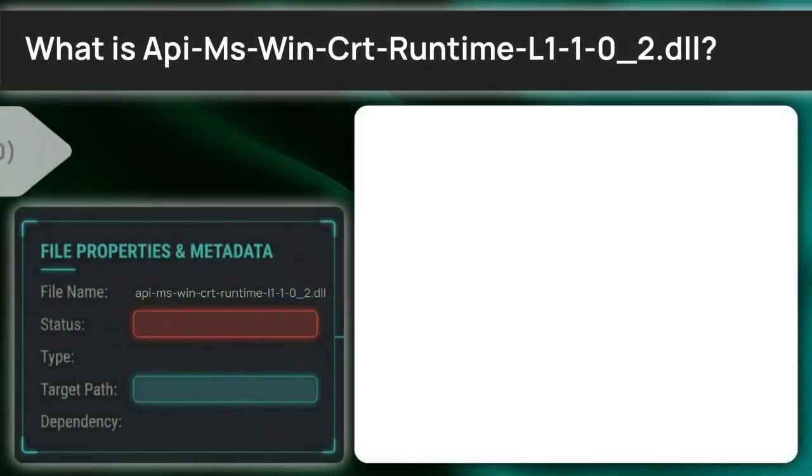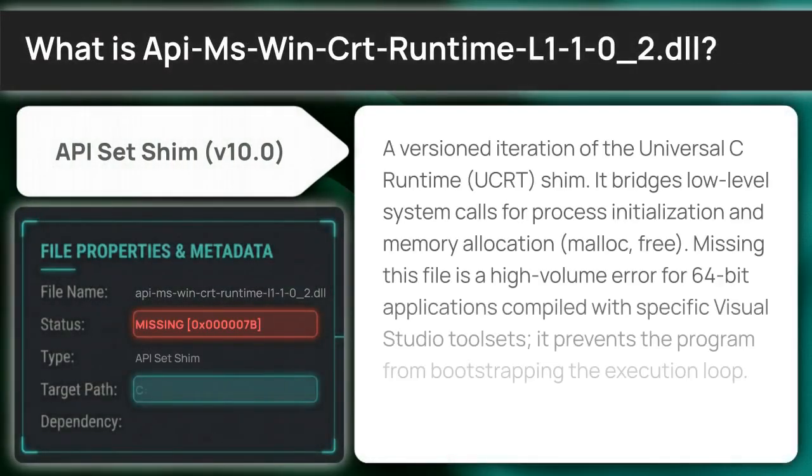This is the Universal C Runtime Submodule 2, a versioned iteration of the Universal C Runtime UCRT Shim. It bridges low-level system calls for process initialization and memory allocation, malloc-free. Missing this file is a high-volume error for 64-bit applications compiled with specific Visual Studio toolsets. It prevents the program from bootstrapping the execution loop. Since we've covered what this file is, let's move to the primary fix.